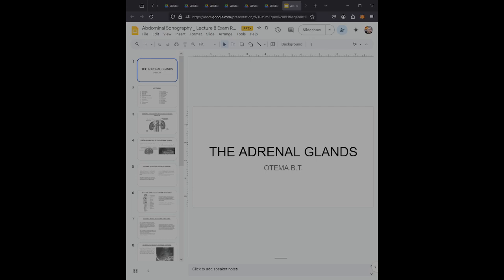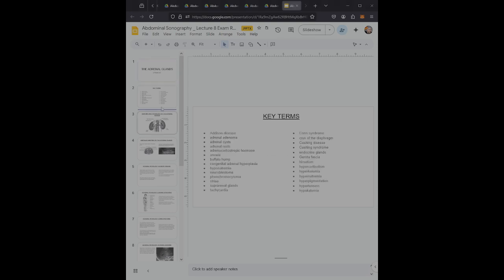Hello. So today we're going to go over the adrenal glands. We're going to look at their function. We're going to look at certain adult and pediatric abnormalities. There are a number of key terms that we can go over.